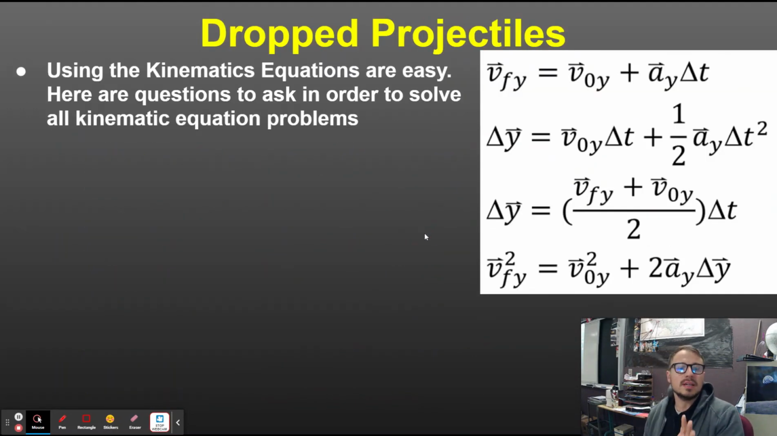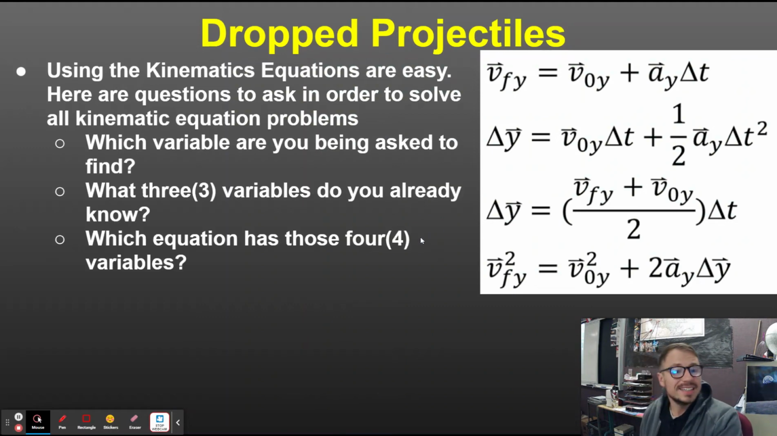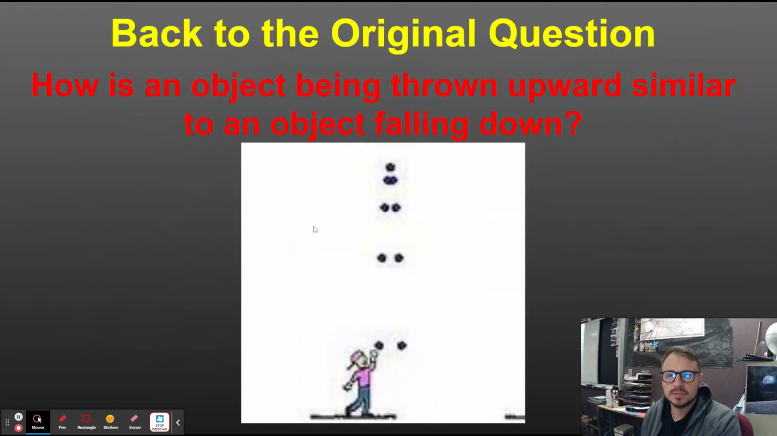Now, before we get to this, I want to find the time that it took to get from the table, the first bounce, to the peak, and then eventually from the peak back down. Same principles for projectiles. It says drop projectiles, upward projectiles. What 3 variables are being asked to find? What 3 variables do you already know? Which equation has those 4 variables? So this is the original question.